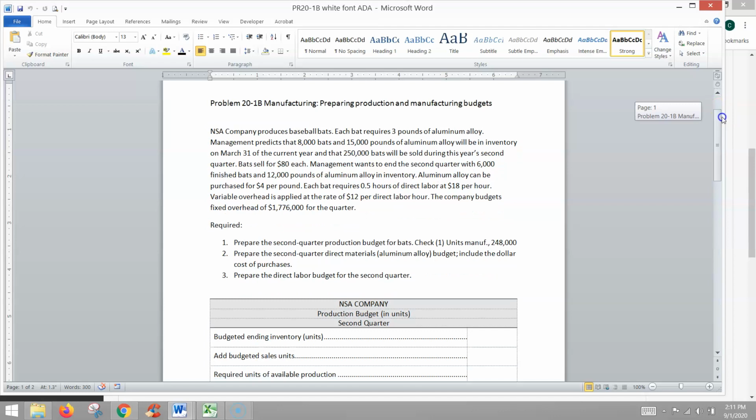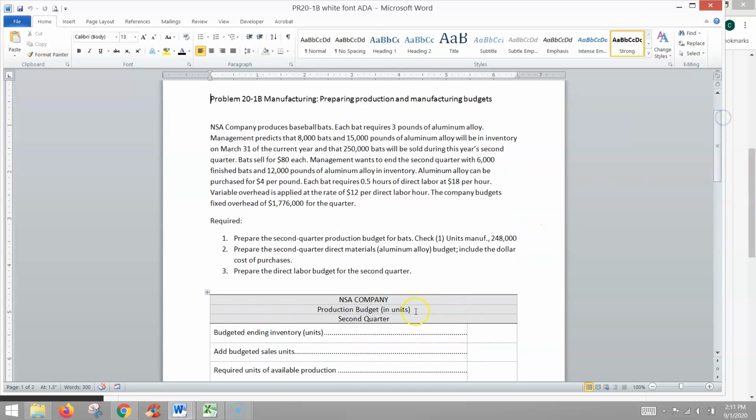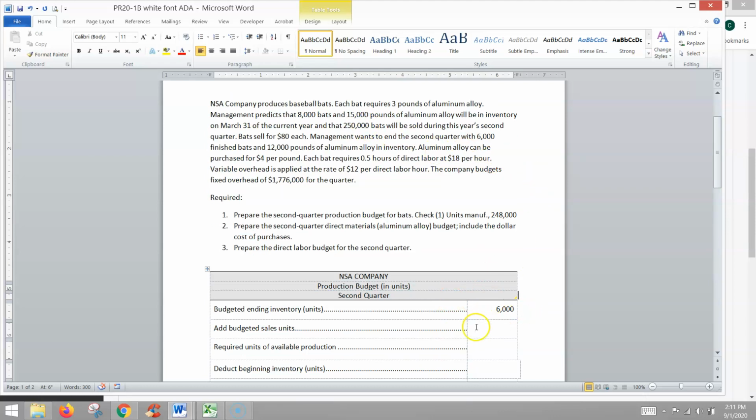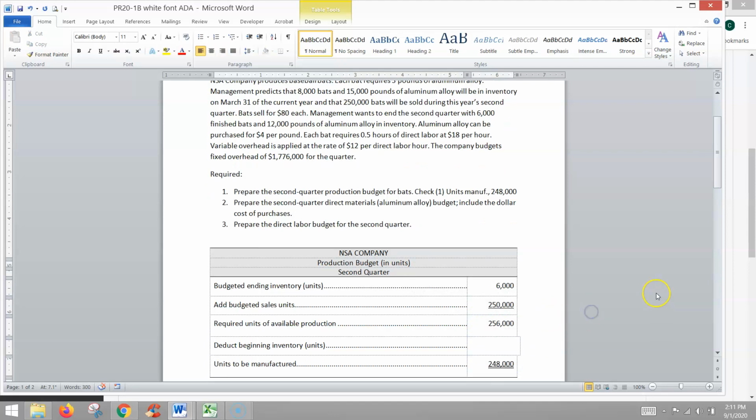So budgeted inventory is what we want to have at the end of the second quarter. That's just some kind of safety cushion. So that's going to be 6,000 finished bats. Then we're going to add budgeted sales units of 250,000 bats. And that gives us the required units of available production.